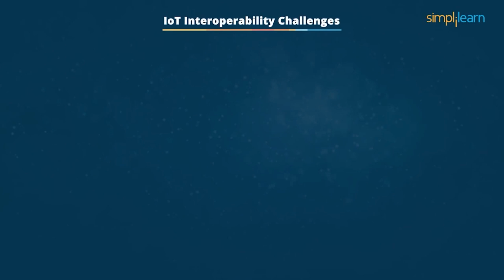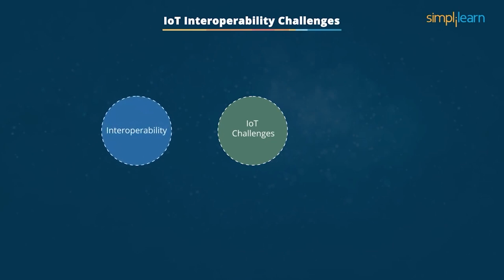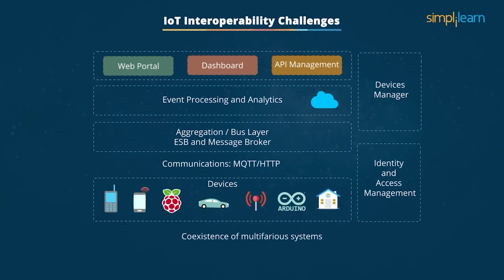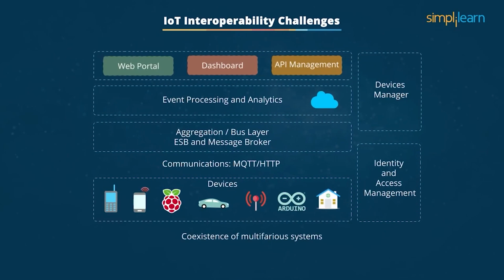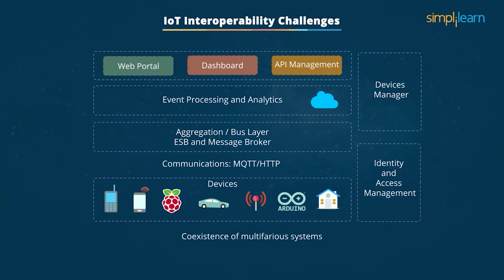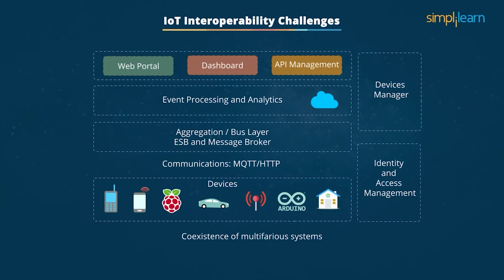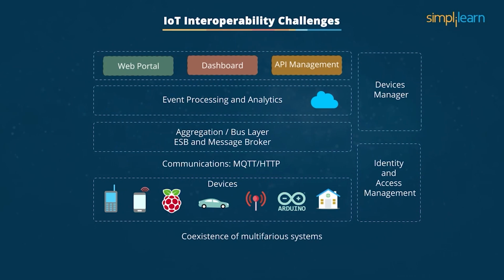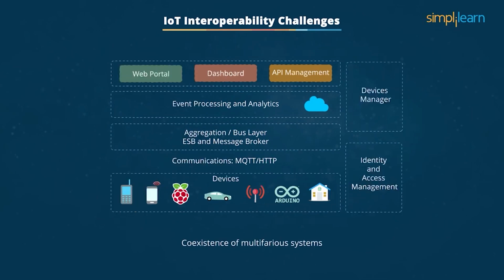IoT interoperability challenges. IoT maturity comes with several challenges, specifically pertaining to interoperability and interfacing. The reasons are coexistence of multifarious systems, devices, sensors, equipment, etc., that interchange location and time-dependent information in varied data formats, languages, data models, constructs, data quality, and complex interrelationships.